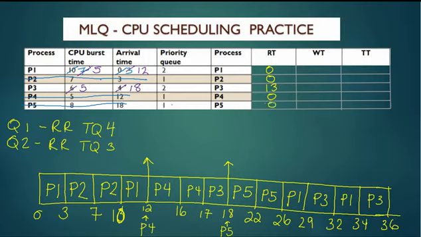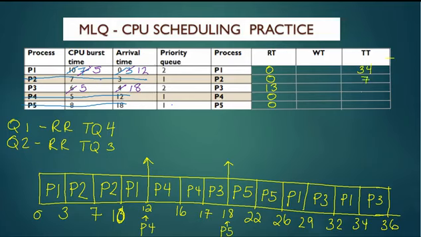Then to get the turnaround time, you go to the last entry and you subtract the arrival time. So P1 finished at time 34, so therefore P1's turnaround time is going to be 34 since P1 arrived at time 0. P2 finished at time 10, arrived at time 3, has a turnaround time of 7 time units.